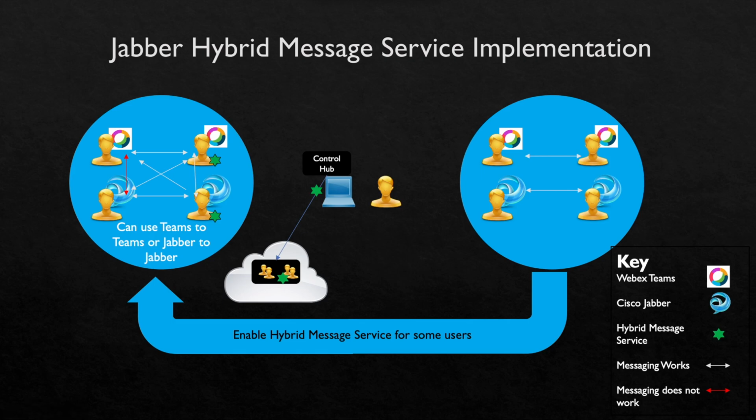The one you don't expect, though, is a Jabber user who is enabled for hybrid message service can send messages to a Webex Teams user who's not enabled, but notice this is a one-way arrow. This Webex Teams user not enabled cannot send messages back to that Jabber user, even though he's enabled for hybrid message service. And that is a planned behavior.